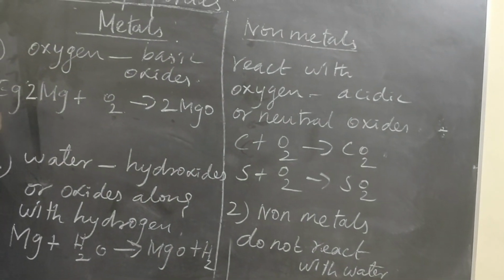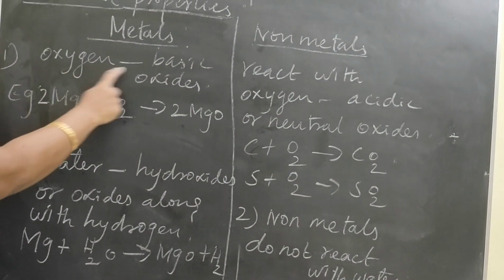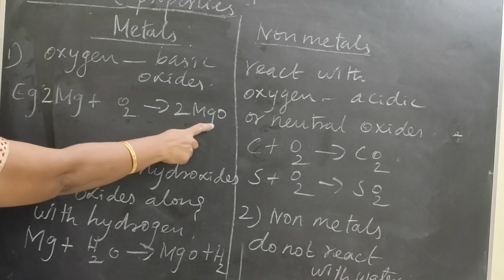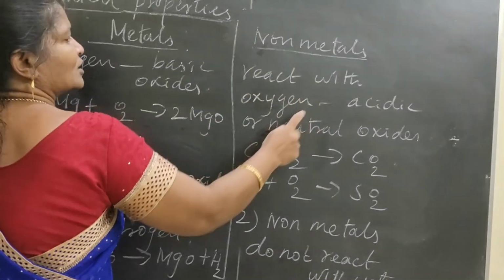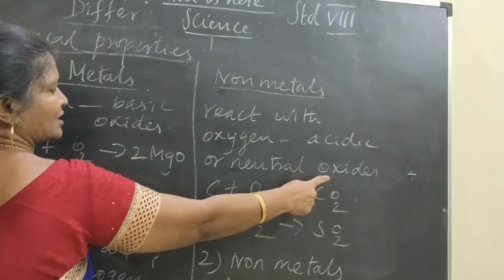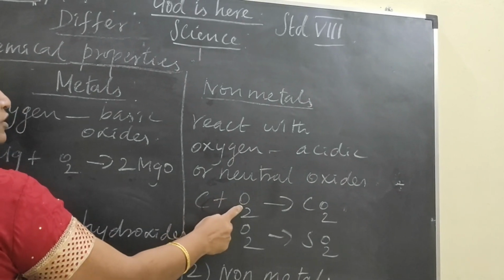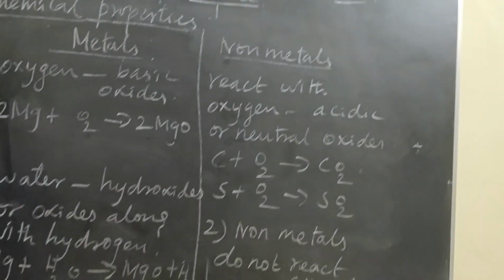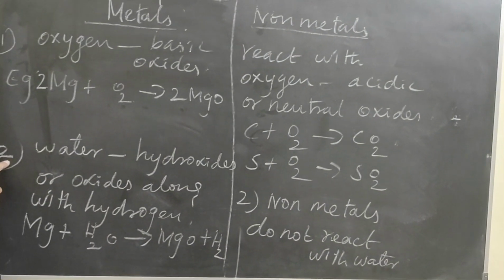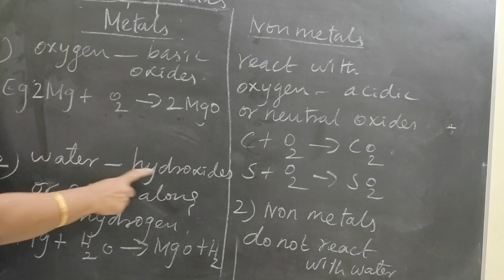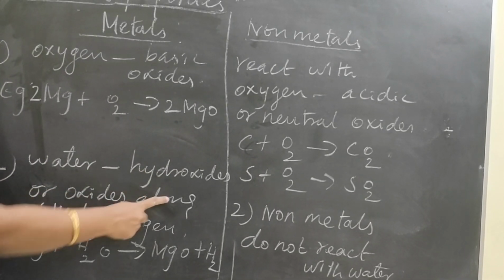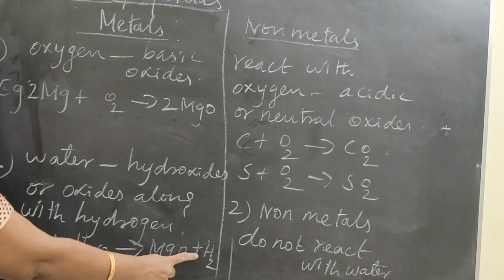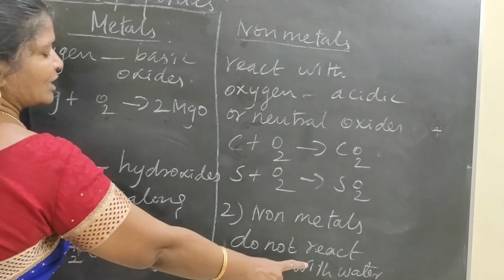Listen children, first point. Metals react with oxygen to form basic oxides. 2Mg plus O2 gives 2MgO. Non-metals react with oxygen to form acidic or neutral oxides. Carbon reacts with oxygen to form carbon dioxide. S plus O2 gives SO2. Then next point, metals react with water to form hydroxides or oxides along with hydrogen. Mg plus H2O gives MgO plus H2. Non-metals do not react with water.